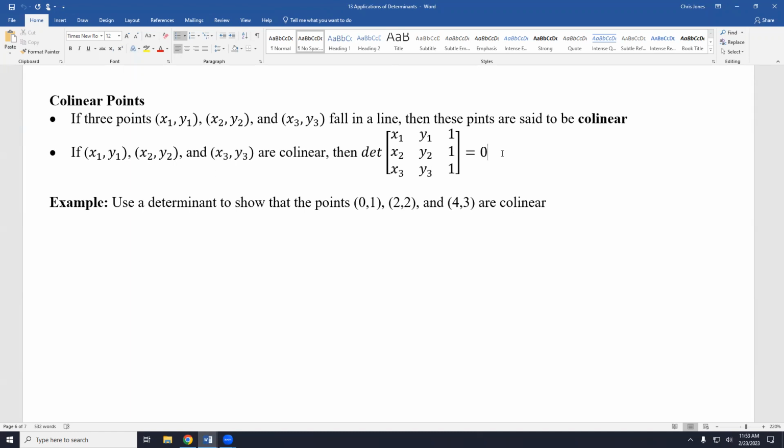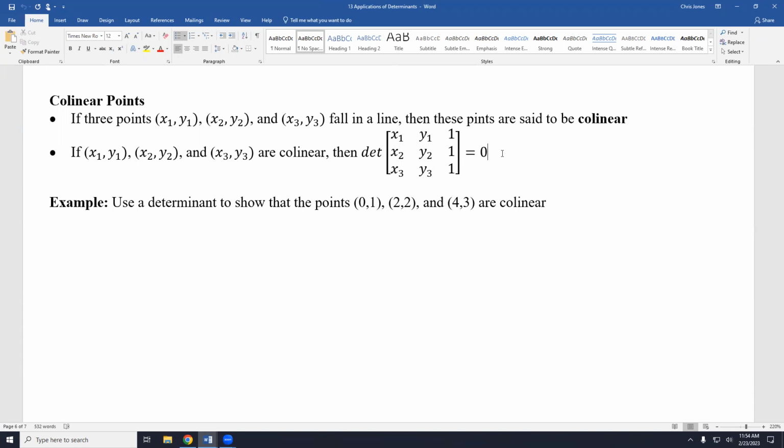To do that, I'm going to construct a determinant, and I'm going to use the points. So I have 0, 1, 2, 2, 4, 3. Actually, that doesn't make any sense because that's the same points we just used, isn't it? We know that that's not collinear at all because those are the vertices of the triangle that we just found right here. 1, 0, not 0, 1. Oh, okay, that's even better.